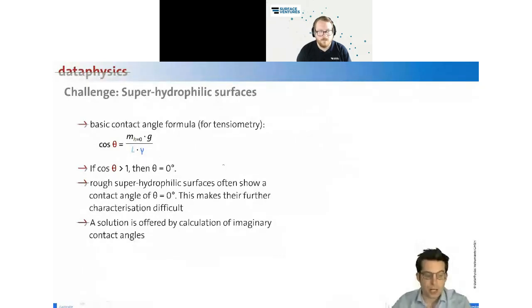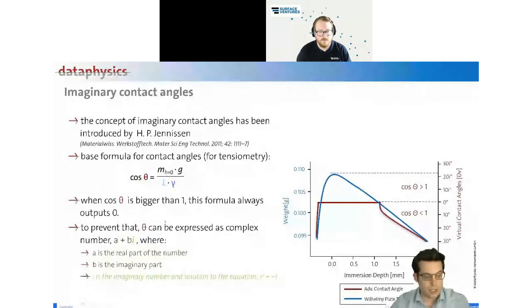And now here comes in the imaginary contact angle. What we are doing is defining that theta, this contact angle, can be a complex number. So it's A plus Bi. And A is the normal, classical contact angle that you see here on the scale. B is now the so-called virtual or imaginary contact angle.